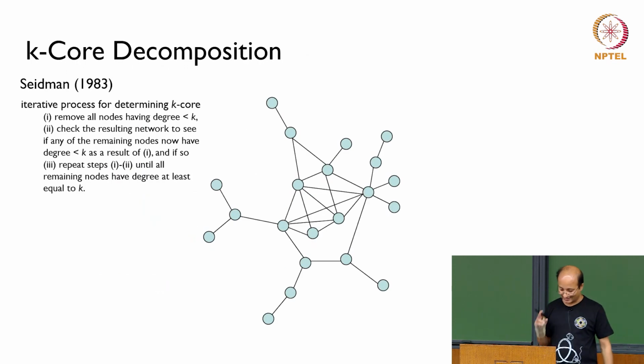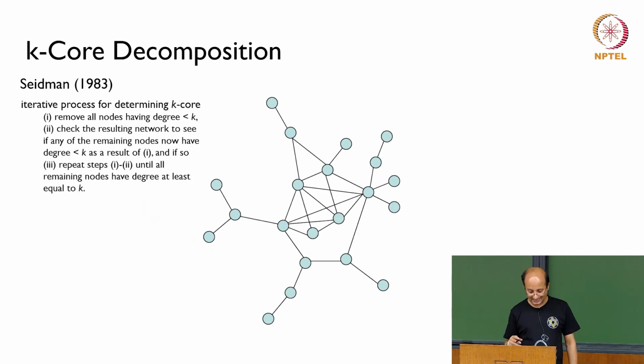To see why that is the case, we will do something called the k-core decomposition. This was a procedure suggested by Seidman back in 1983, who said that if you really want to identify a k-core, you can go like this. You do an iterative process where you first remove all nodes having degree less than k. Now if that was the only step, then of course my student would be right that you just look at all nodes having degree k or higher, but that's not where you stop.